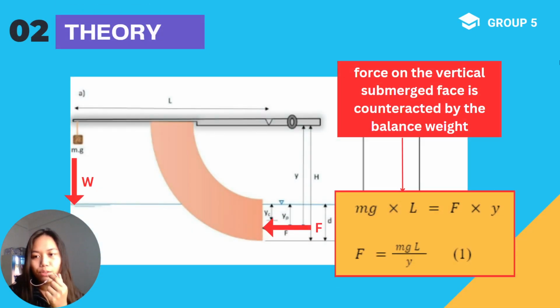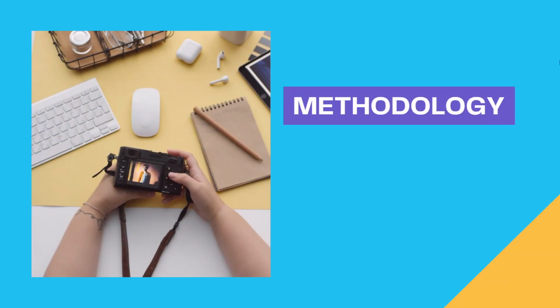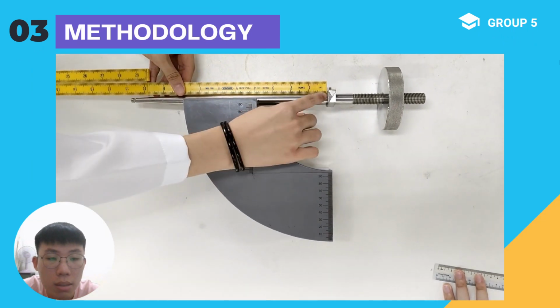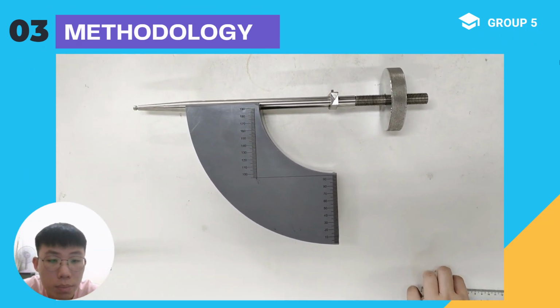Whereas the hydrostatic force on the vertical submerged surface is counteracted by the balance weight, the resultant hydrostatic force on the face can therefore be calculated from the value of the balance weight and the depth of the water. The system is in equilibrium if the moment generated about the pivot point by the hydrostatic force and the added weight are equal, as shown in the equation on this slide. This one is D and the last one is L.